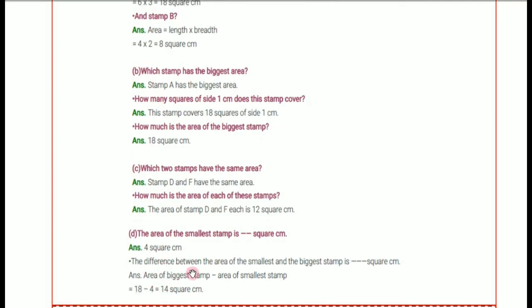So the difference between the area of the smallest and the biggest stamp is dash square centimeter. So as we have calculated, the area of the biggest stamp is 18 square centimeter and area of the smallest stamp is 4 square centimeter. So 18 minus 4 is equal to 14 square centimeter.